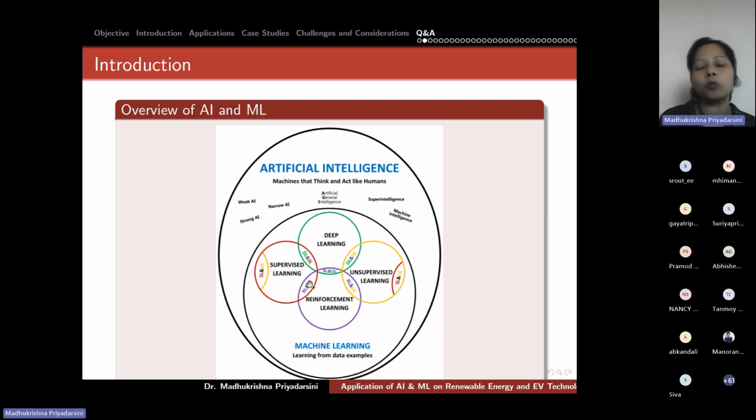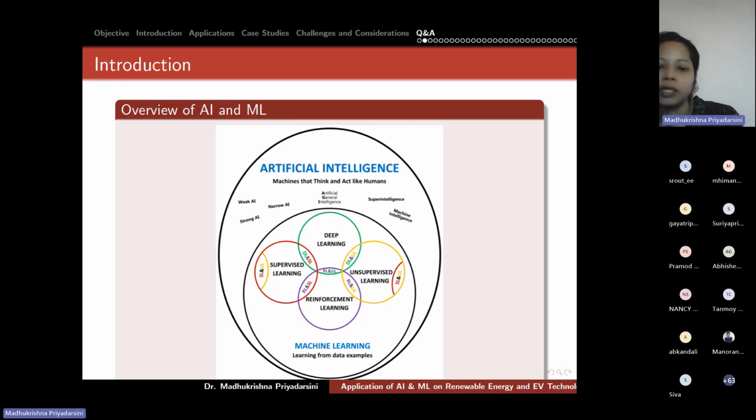We cannot say that machine learning and artificial intelligence are the same, because machine learning is a subset of artificial intelligence, and inside machine learning we have concepts like supervised learning, unsupervised learning, reinforcement learning, and deep learning. I'm going to give you an overview of how supervised learning, unsupervised learning, reinforcement learning, and deep learning work.